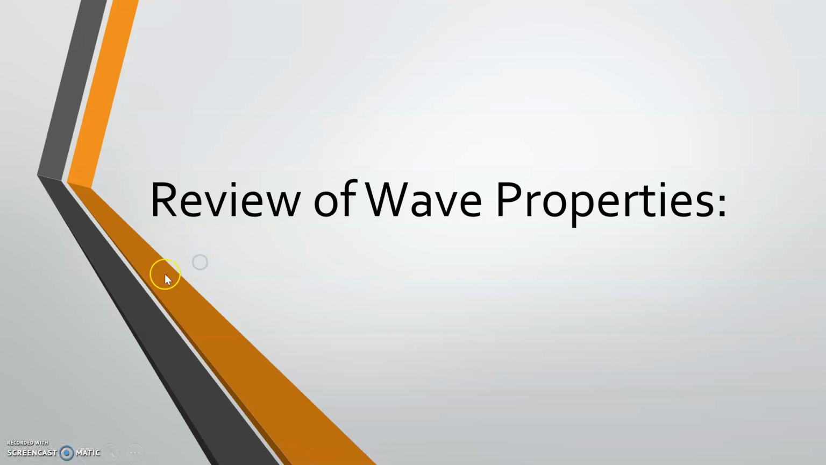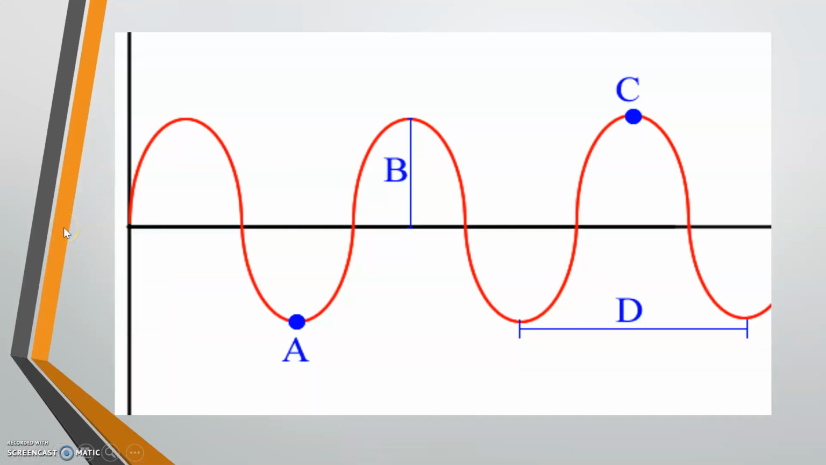Alright, let's get started. On this first diagram, first think about what type of wave this is, then think about what each of the letters A, B, C, D represent. So pause, press play when you're ready.